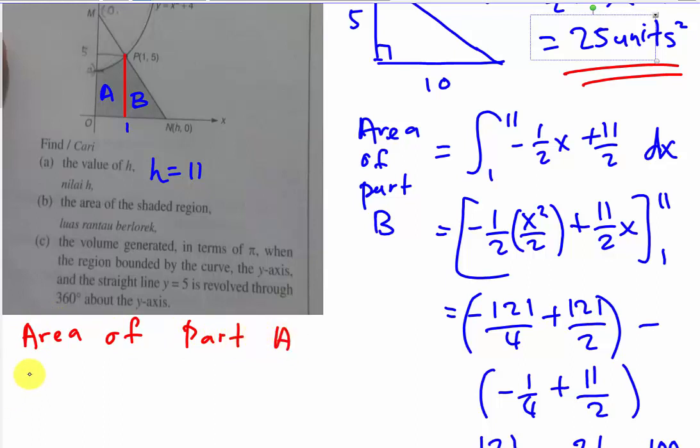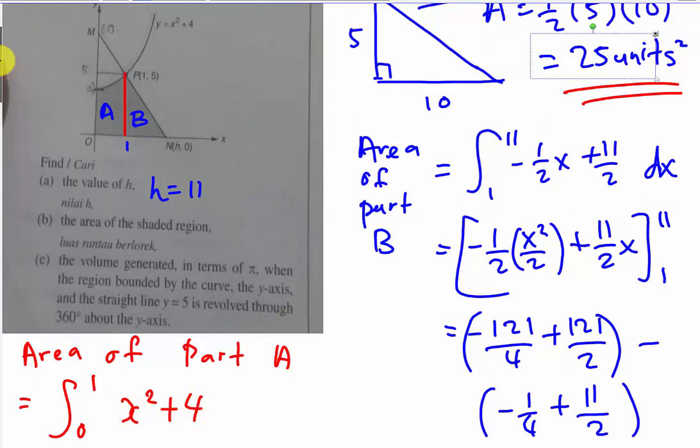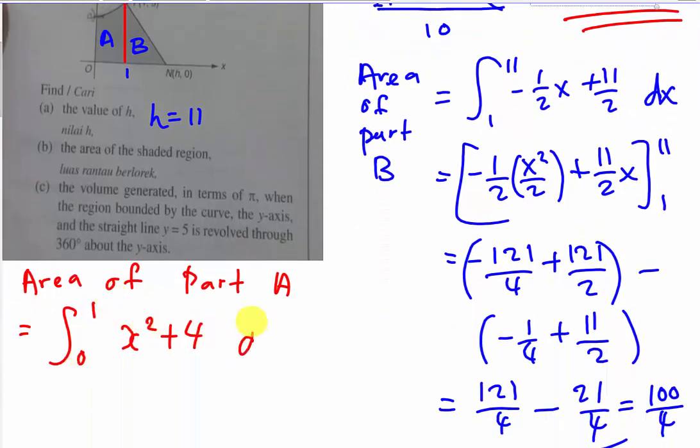You do the same thing. You just integrate from 0 to 1. Because this one we integrate the curve, we cannot integrate the straight line, because the straight line comes down, and the curve goes to the x-axis. So the equation of the curve is x squared plus 4, from 0 to 1. And then here you just write dx because it's toward the x-axis. This is for part A. Write A in blue color.